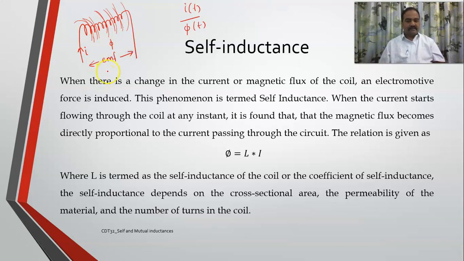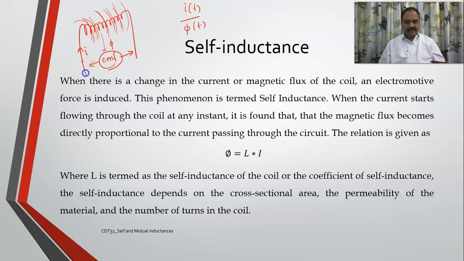It automatically develops an EMF. This concept is called self-inductance, which means the EMF is generated due to the current in the same coil. The same coil carrying current develops flux, and this same flux is linking this conductor. So in the same coil, EMF is developed. This phenomenon is called self-inductance.